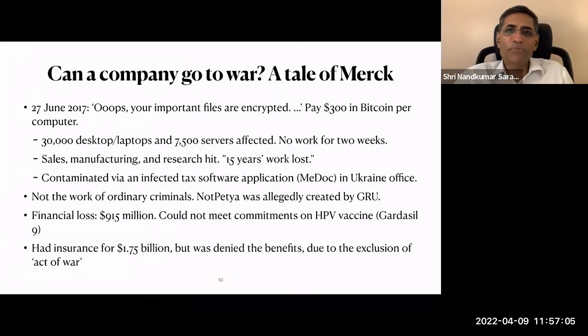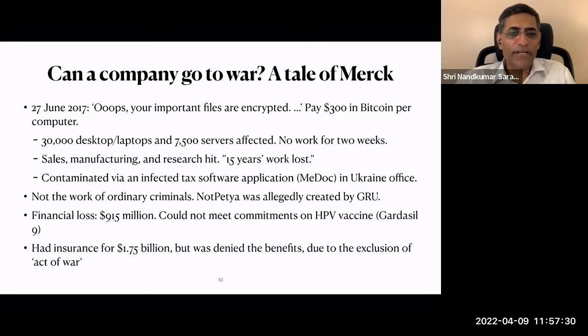So let's look at this famous case of a pharma company. I'm going to give private sector examples because governments don't talk about their failures much. What is in the public domain is mostly the corporate world, where especially regulated industries have to disclose what they have gone through. So this case is of Merck, and this happened in 2017.